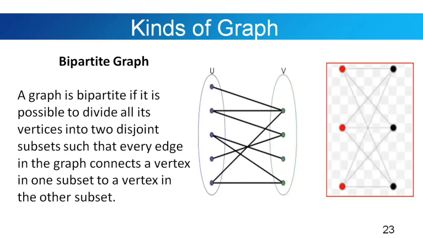Bipartite graph. A graph is bipartite if it is possible to divide all its vertices into two disjoint subsets, such that every edge in the graph connects a vertex in one subset to a vertex in the other subset. Can you still recall our lesson on relations and functions, where we were able to graph our two values, the x and y? In our example here, we have our values of u and v, then we are connecting them or mapping them with our line segments.